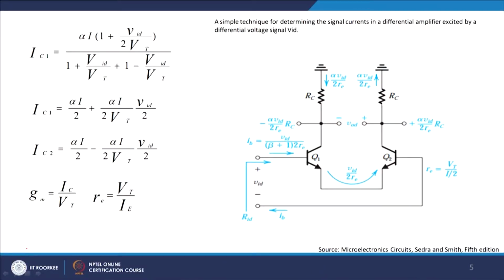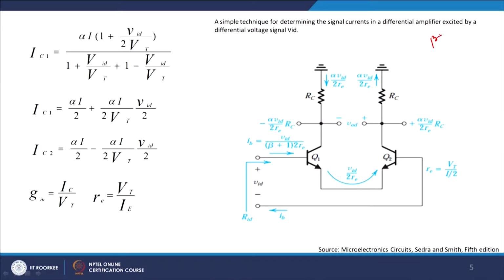How do you find out? You find out the base current, right. The basic idea is that if the resistance looking from the source side is, let us suppose, twice Re, then on the base side it will be beta plus 1 times Re. So you have to multiply by beta plus 1 when you are looking from the base side. So the base current will be VID by 2 Re into beta plus 1.